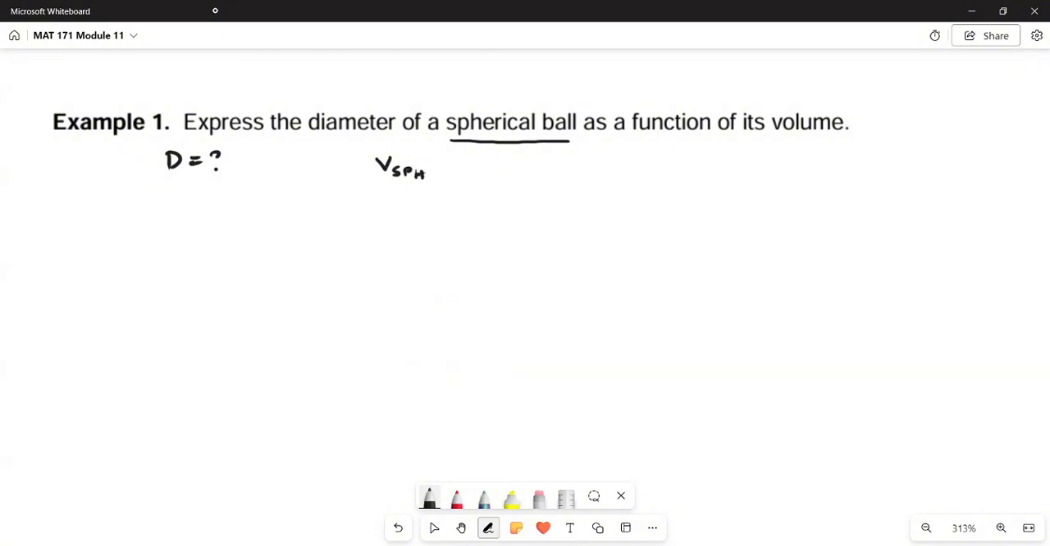So pag sinabi natin volume ng spherical ball, yan ay sphere lang. So yan ay 4/3 pi r cubed. Okay? Or in terms of diameter, pwede natin i-rewrite na pi d raised to 3 over 6. So pwede nyo namang i-analyze to bakit naging ganyan. Kasi may r ka dito, tapos yung d. Yung r kasi is i-times 2 mo lang. So kaya naging pi d raised to 3 over 6.